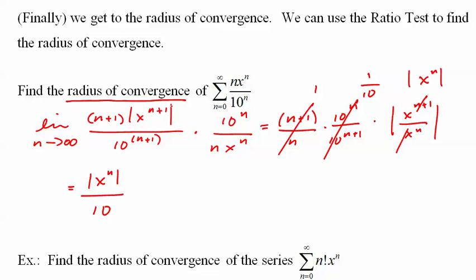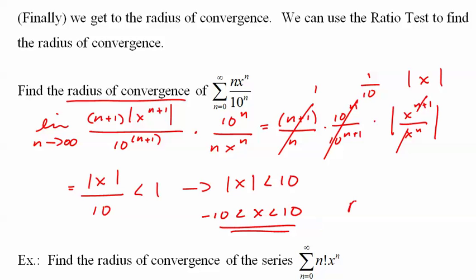Hey, does this diverge or converge? Well, let me check. What's the radius of convergence? Oh, it converges. This has to be less than 1. We do a little math. We get the absolute value of x. There's no n up here. My apologies. Has to be less than 10. Therefore, the interval of convergence is from negative 10 to 10, and the radius of convergence is 10.